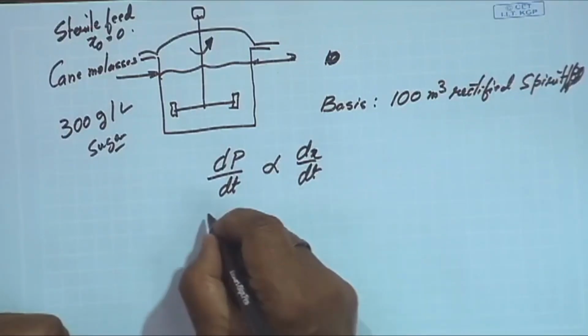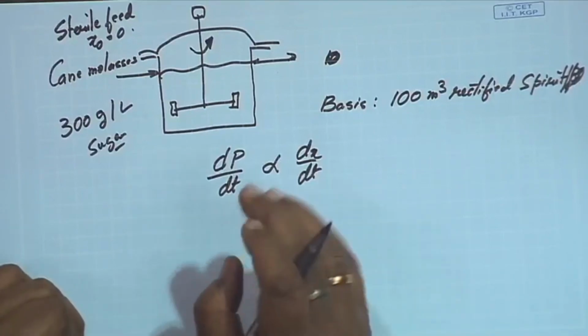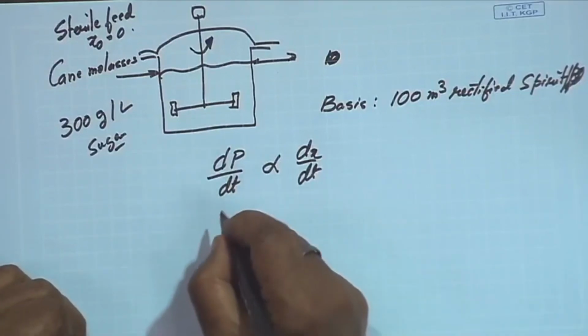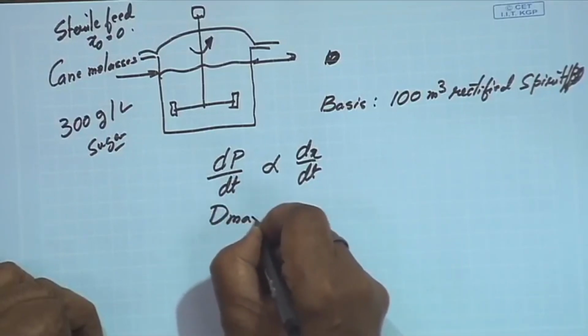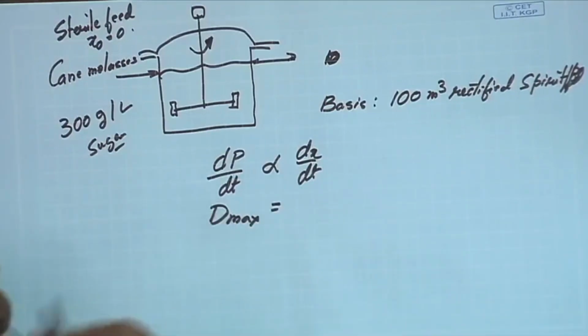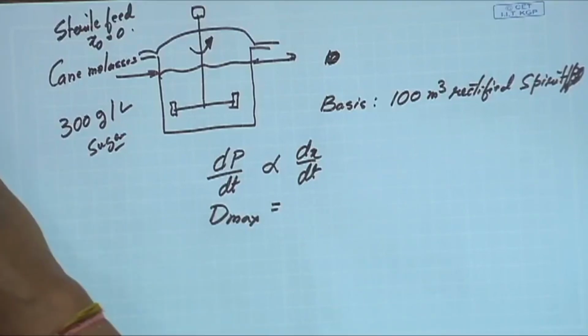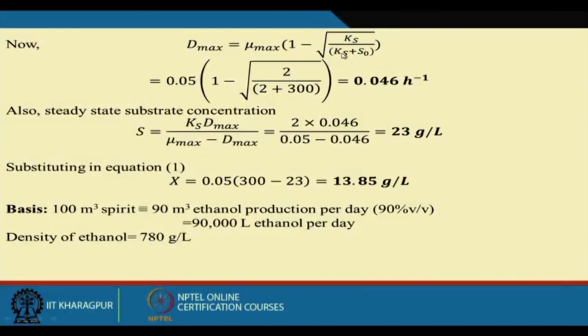So we try to find out under what circumstances it produces the maximum amount of cell mass. So we calculate the Dmax value. The Dmax value is equal to mu max (1 - root over Ks by (Ks + S0)). It is mentioned here. Then we have all the values here, so we can find out the Dmax value is 0.046 per hour.